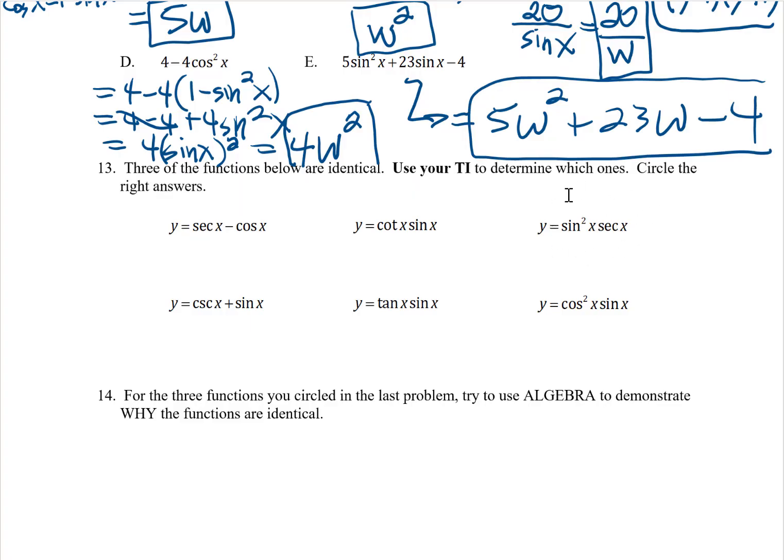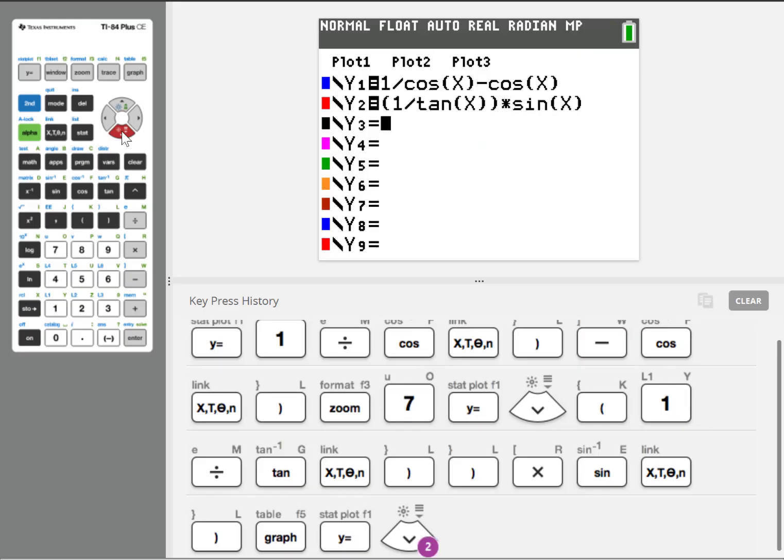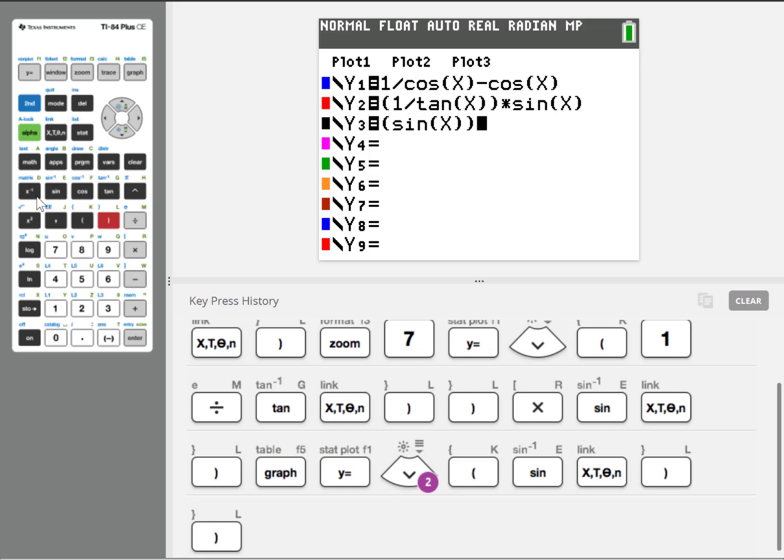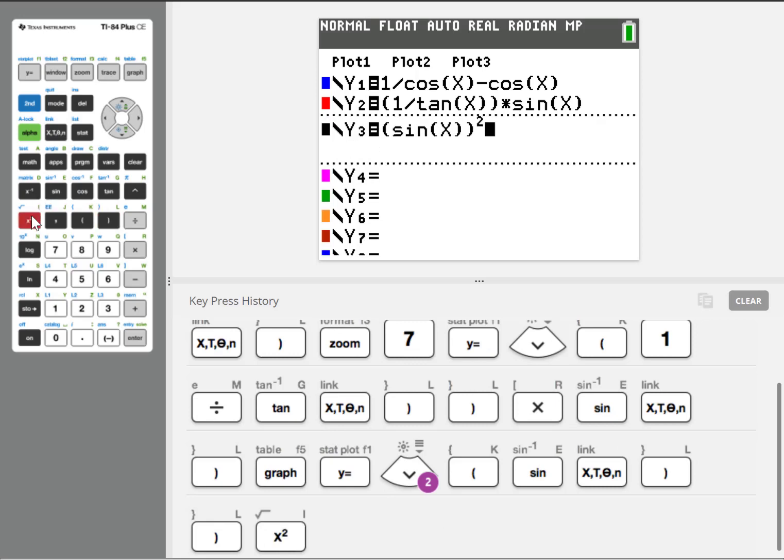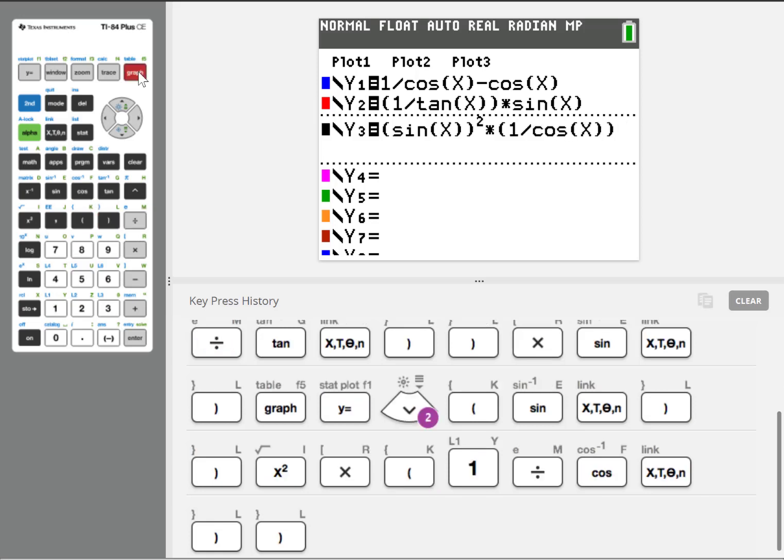Next I have sine squared x secant x. How will I type that in? For sine squared x, I'm going to have to take sine x, put it in a parentheses, and then square it. So that would be sine squared x. I'm multiplying that by secant x, which is 1 over cosine. And I'll hit graph.